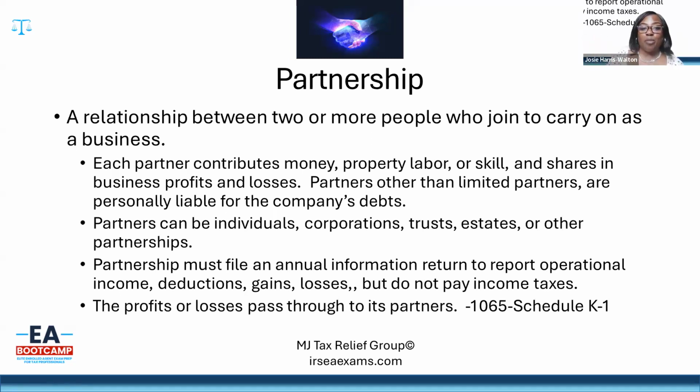You also have limited partners, who are not responsible for personal debts. But one thing about partnerships that a lot of people do not like is that if you are not a limited partner, then you're responsible for the company's debt. The Form 1065 is an annual informational return. It provides income, expenses, and things like that. Then it flows over to the partners' returns, so it's a pass-through. It flows over to the partner's Schedule E, but it's on the Schedule K-1.